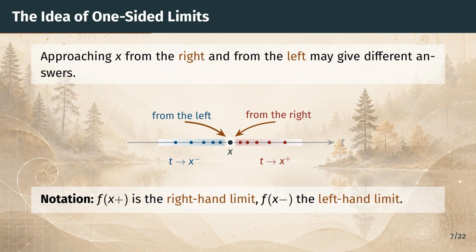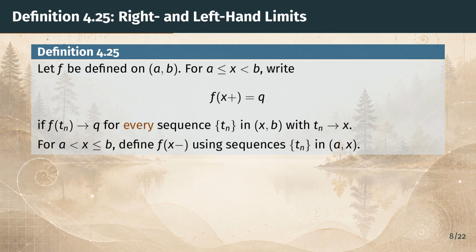Why bother splitting the approach in 2? Because, as the labels hint, these 2 one-sided limits need not agree, and either one might fail to exist at all. That single fact is what the rest of the section is built on. Let's make it precise. Here is the official definition.